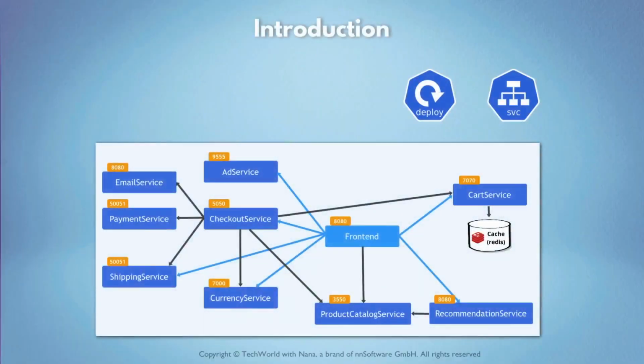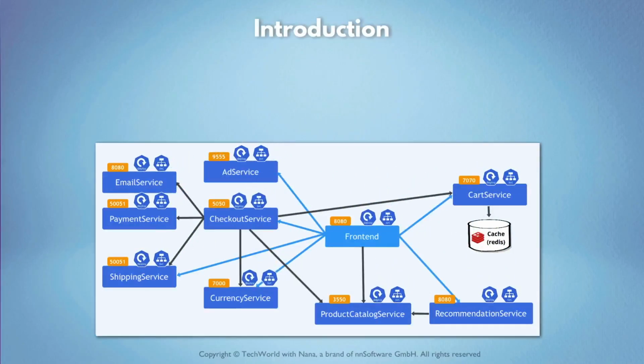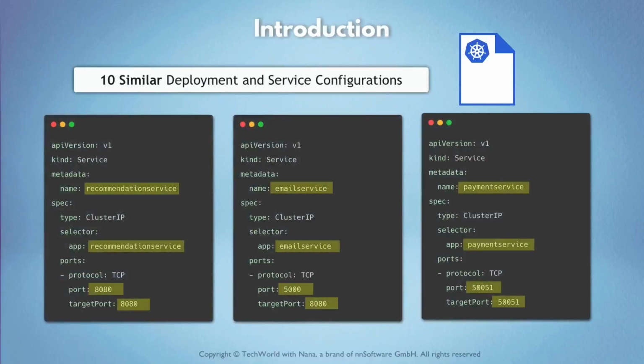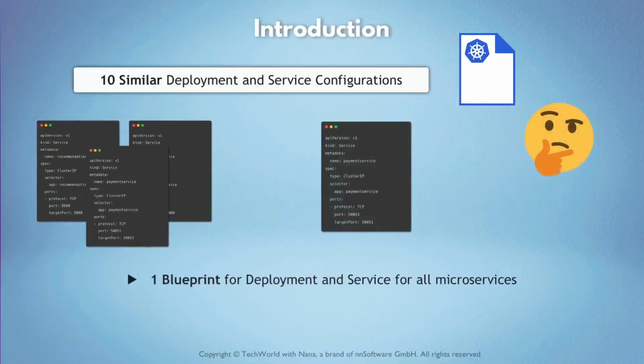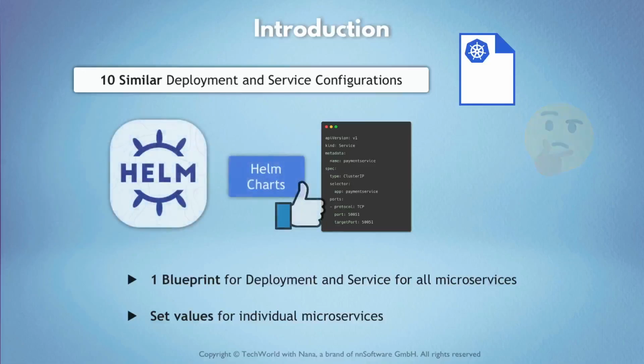Now we have 10 deployments and services for our microservices, where we have almost the same attributes with just different values. So wouldn't it be great if we could just have one blueprint for both deployment and service for all 10 microservices and just be able to set the values for these individual services? Well, we can do exactly that using Helm charts.